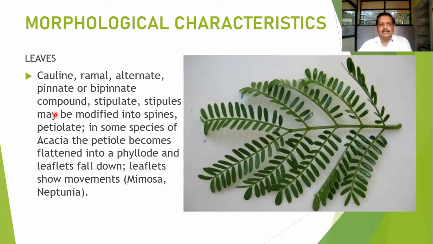But it is sure that the leaves are compound and they are having a small stipule at the base, but the stipule may not be leafy. Normally it gets modified into thorn-like structures. So thorns or spines may be developed from these stipular structures. In species like Acacia, we find that the petiole becomes flattened and phylloclade-like structures may be shown there. So leaflets show movements in Mimosa and Neptunia, where we can find quite a movement in the plant. So this is about the leaf.